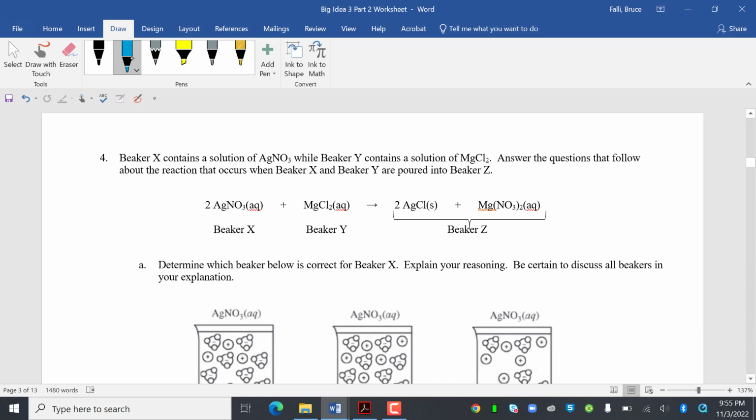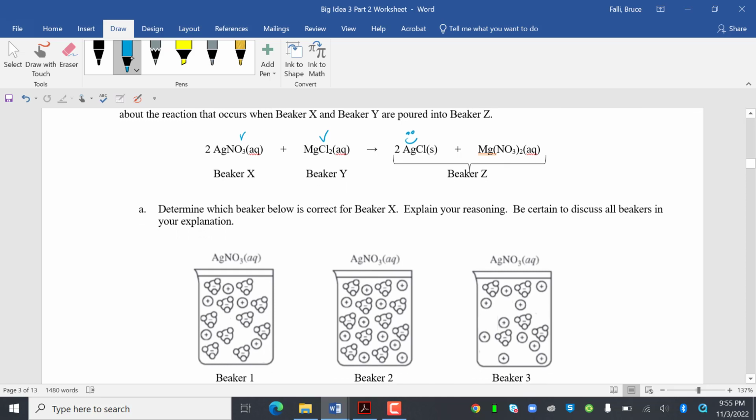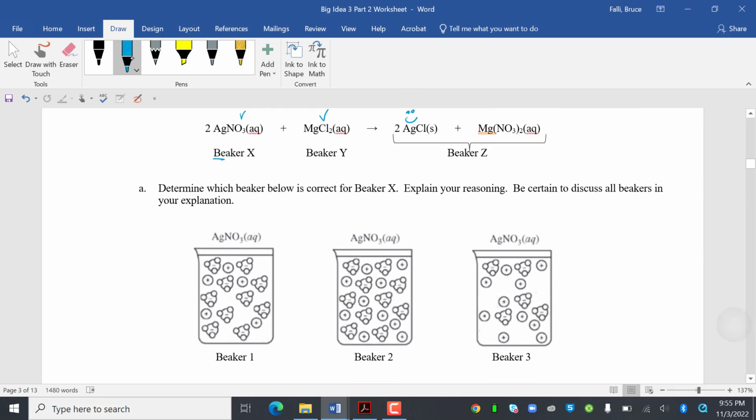Beaker X contains solution AgNO3, while beaker Y contains a solution MgCl2. Answer the questions that follow about the reaction that occurs between these two. So this is my precipitate, which is what we care about. Okay. Determine which beaker below is correct for beaker X. So X should have 1 part silver and 1 part nitrate, so they should equal each other out. Explain your reasoning. So it should be Ag equals NO3.